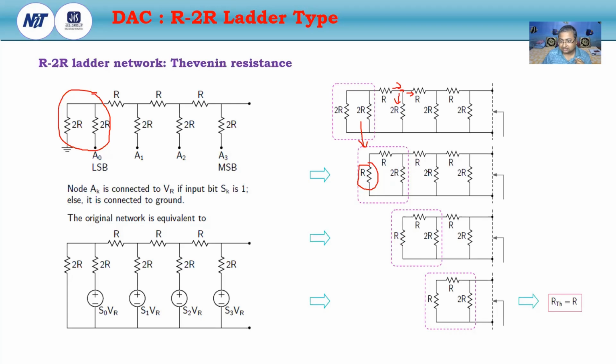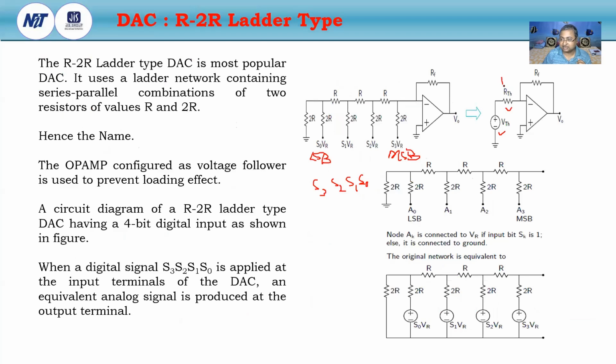So then R, then again R, then again twice R here. Then again R and R in series, twice R in parallel, so we will get again R. So these R and R are in series, and these twice R are in parallel. So R and R in series, twice R is parallel. So RTH is R. From the previous circuit, here this RTH is R.